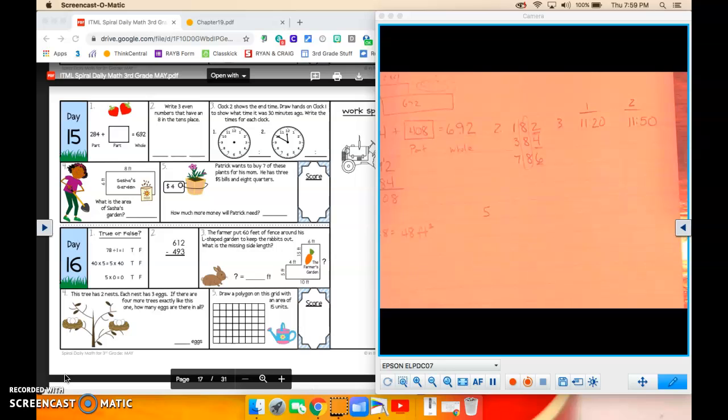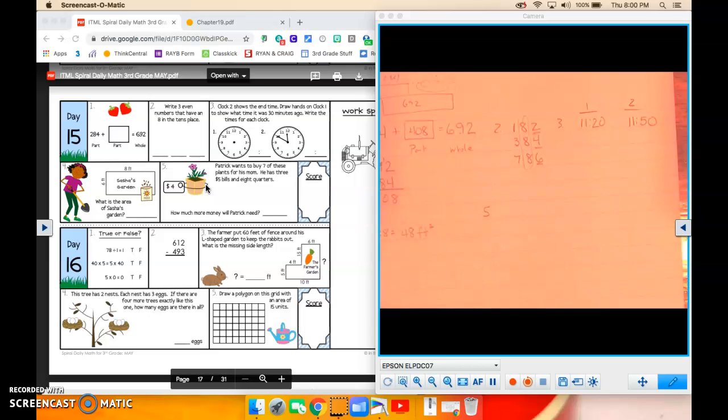Patrick wants to buy 7 of these plants for his mom. So the plant there, it looks like it's a $4 plant, okay? He has 3 $5 bills and 8 quarters. How much more money will Patrick need? All right, there's a lot to this problem, kiddo. So let's go through and figure this out little bit by little bit. Okay, so first we have to figure out how much the plants cost, right?